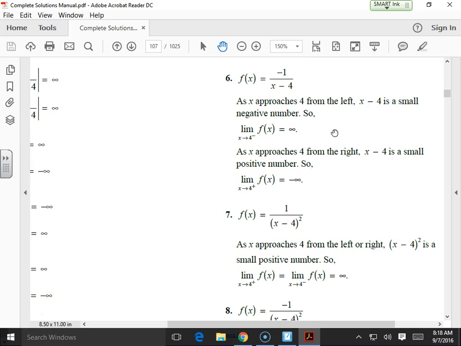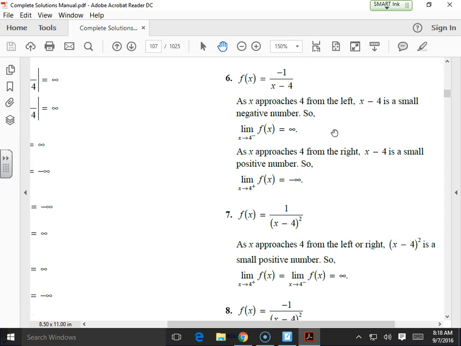They did it with words on this one, either way. As you come from the left or below, positive infinity. And as you come from above, negative infinity. Were you guys doing the little trick of plugging in 3.9 and 4.1? Nice. It makes it faster. You don't even need your calculator.